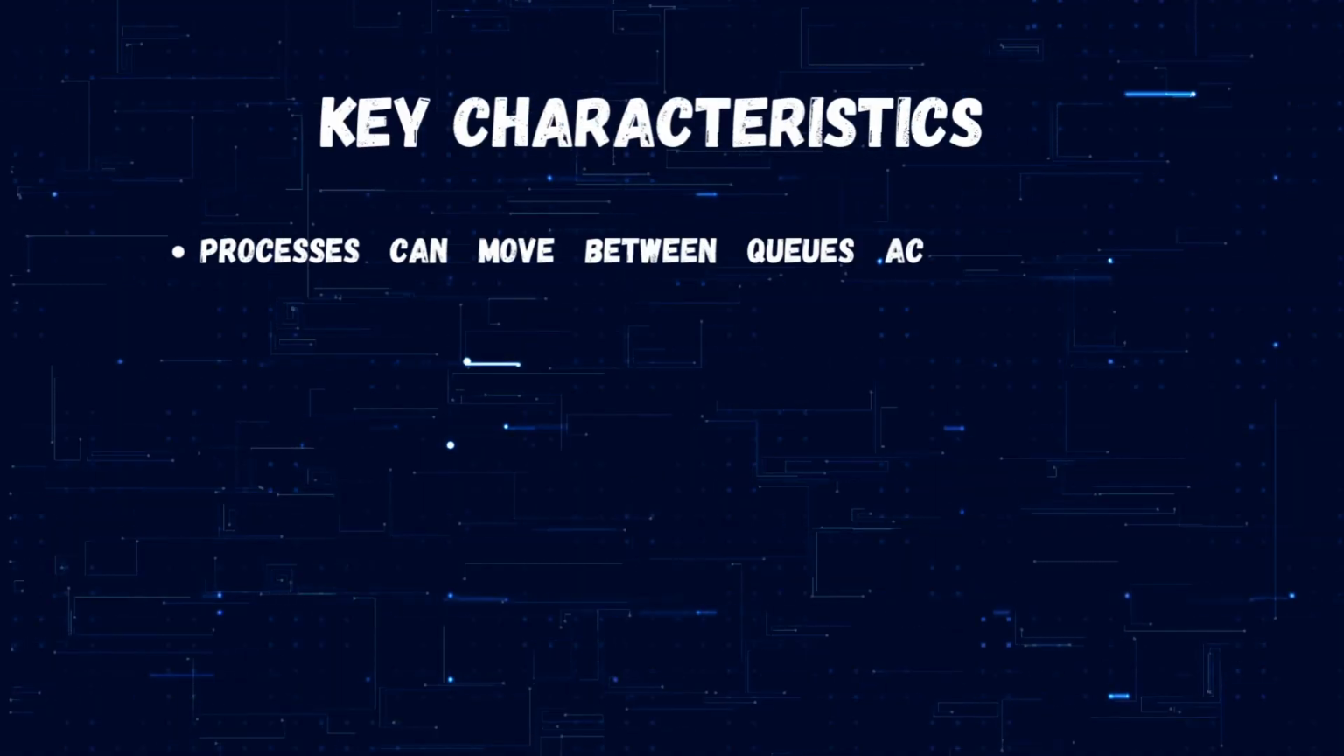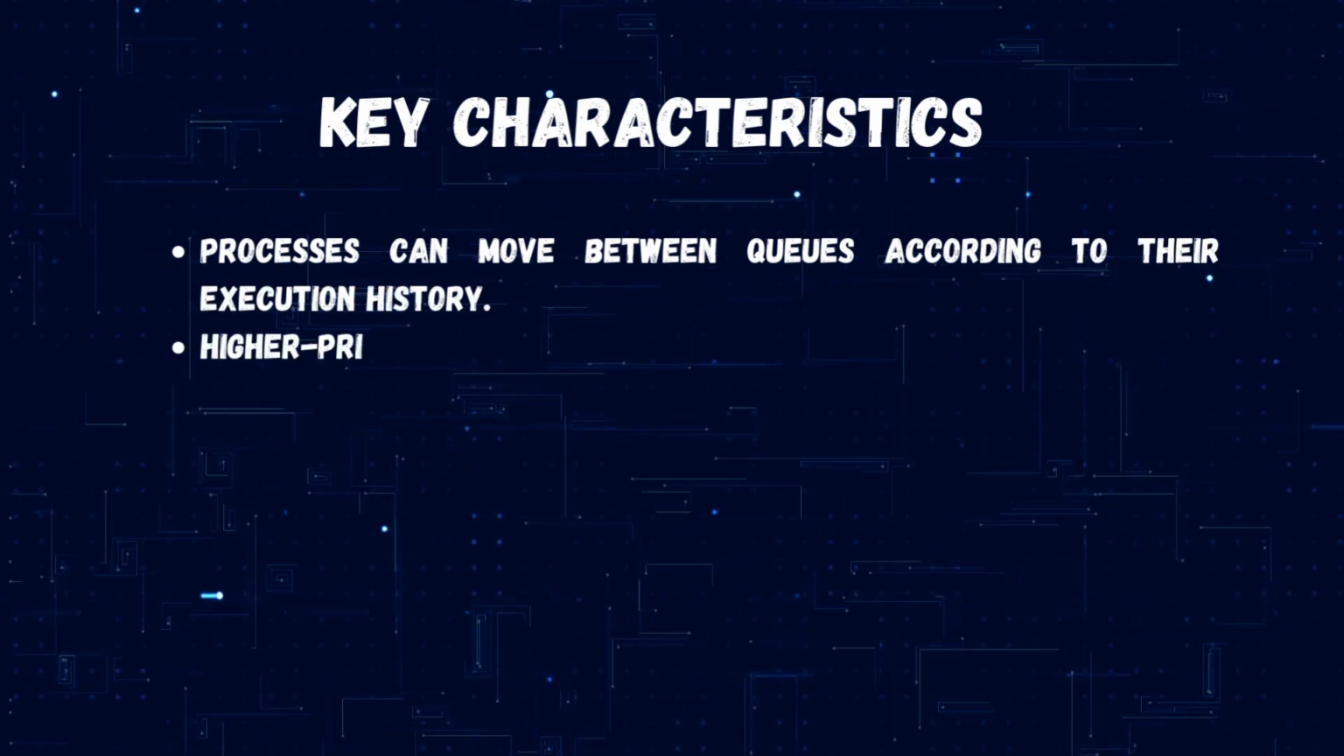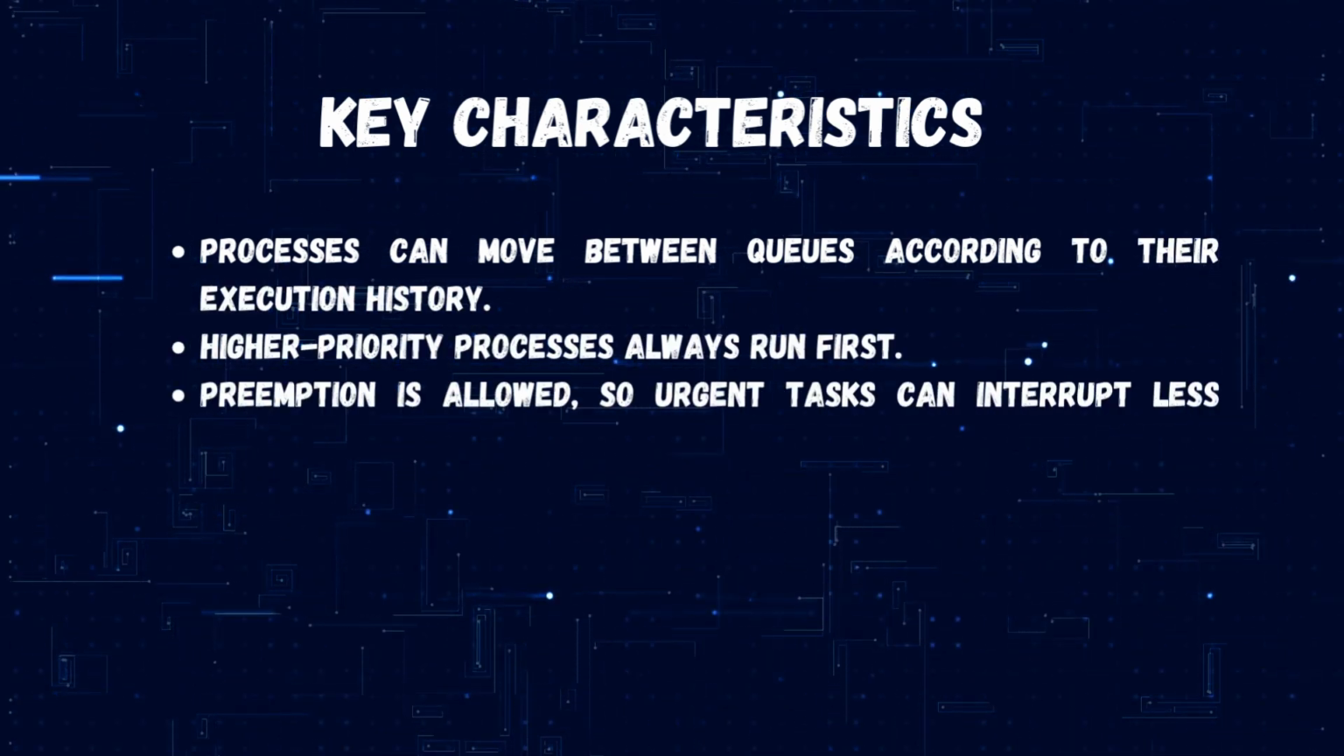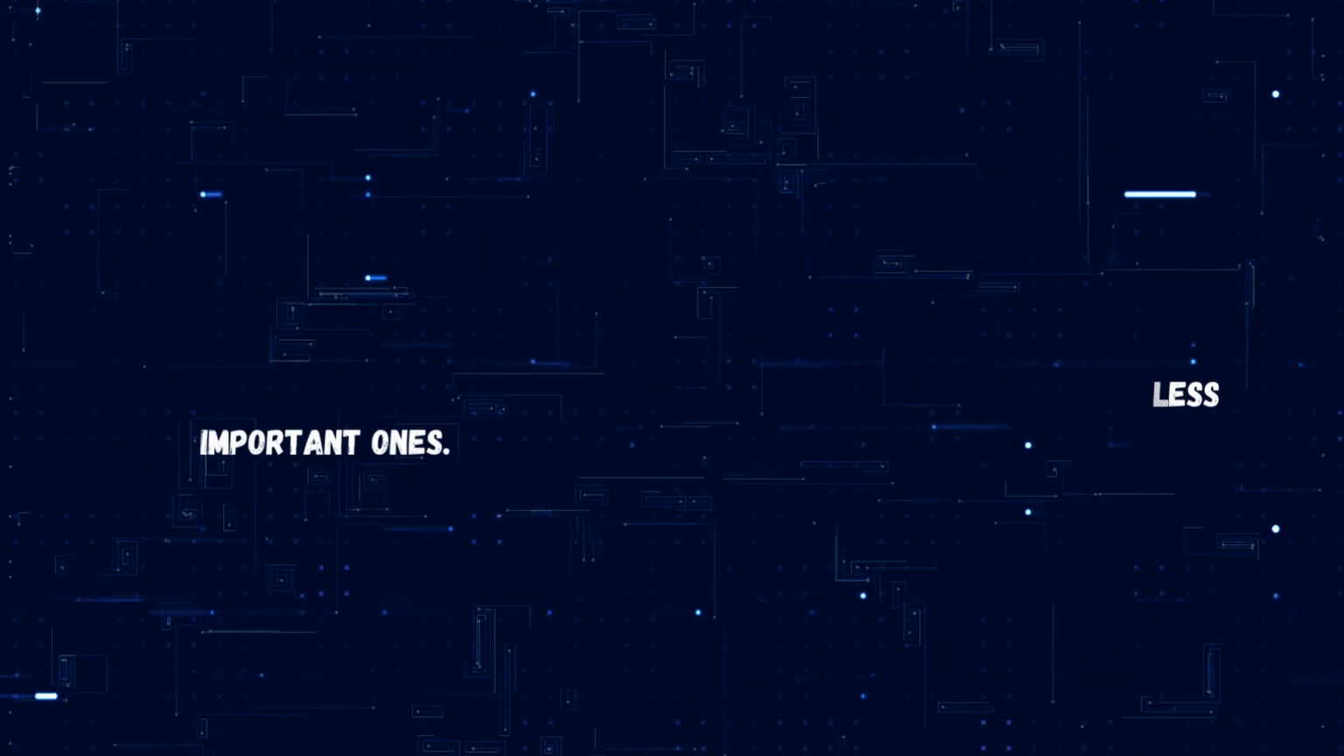Key characteristics: processes can move between queues according to their execution history. Higher priority processes always run first. Preemption is allowed, so urgent tasks can interrupt less important ones.